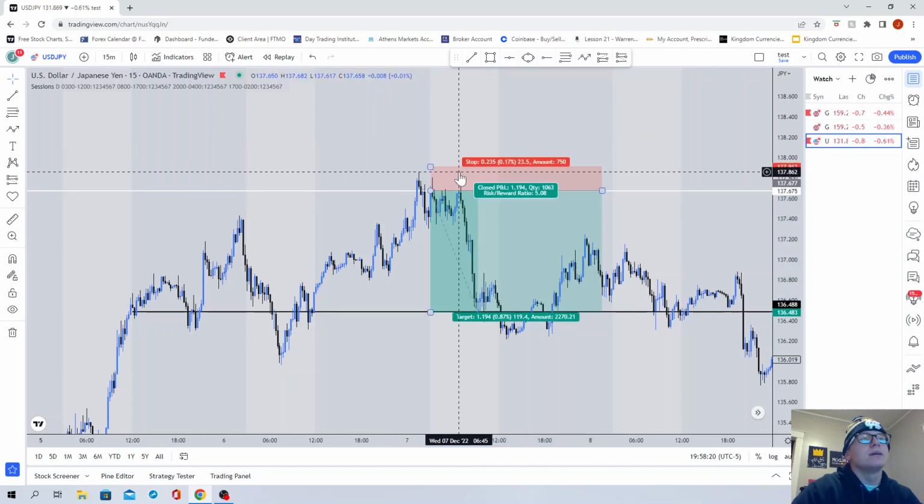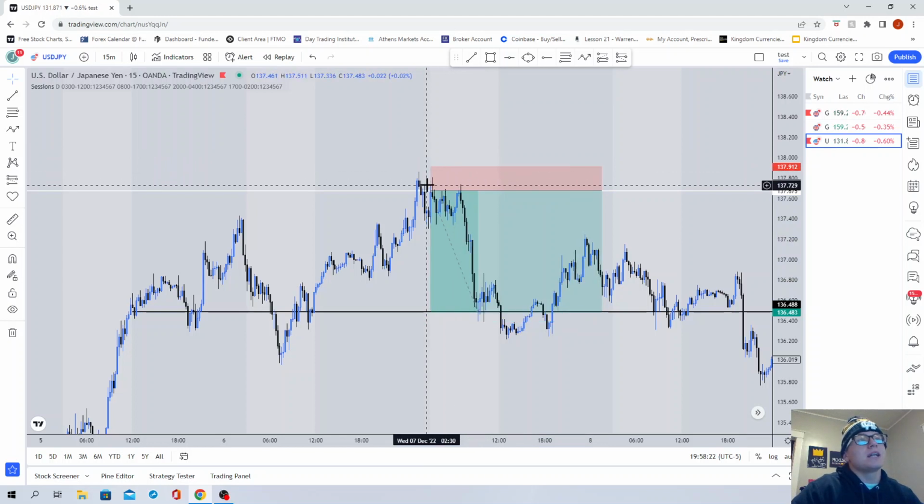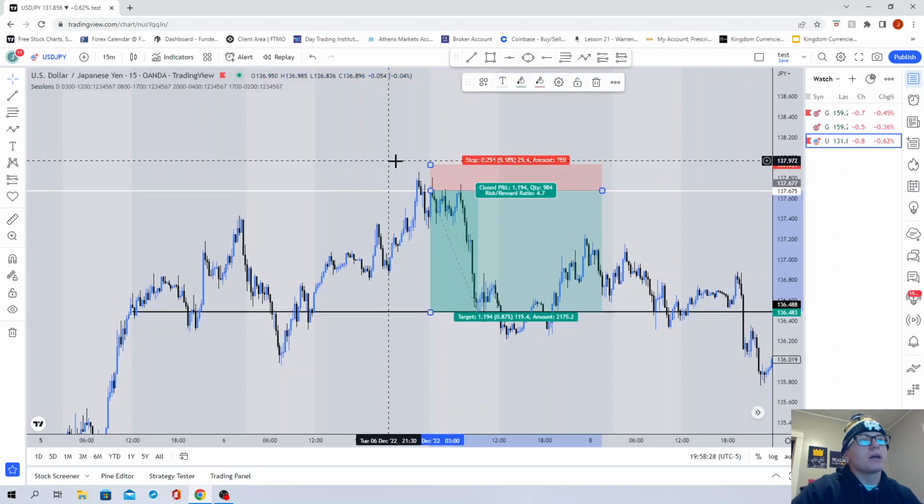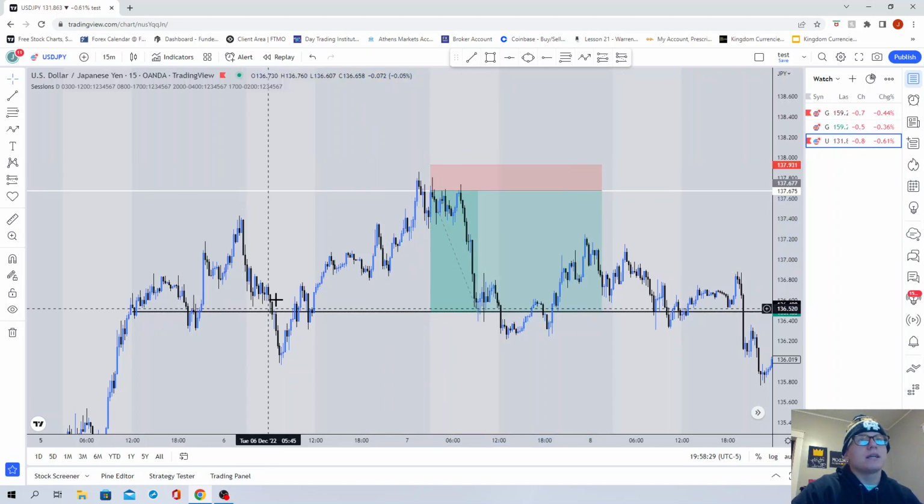That's kind of how I do it. And just give it a little bit of room to breathe. Like I'm pretty sure it was like a 25 pip stop. So probably like right in there. And then obviously just targeting the next level.